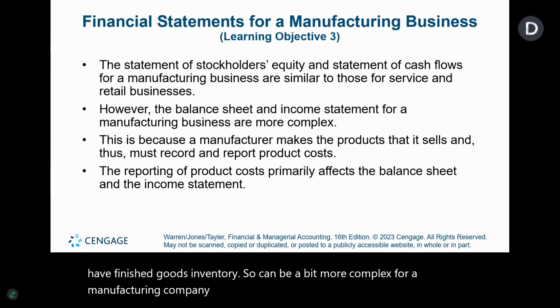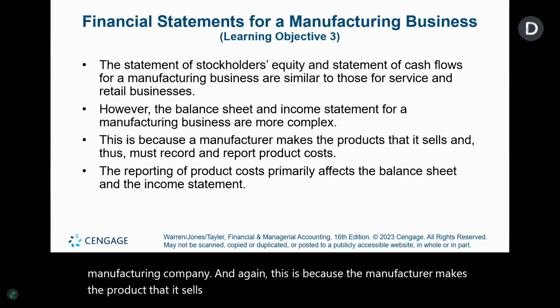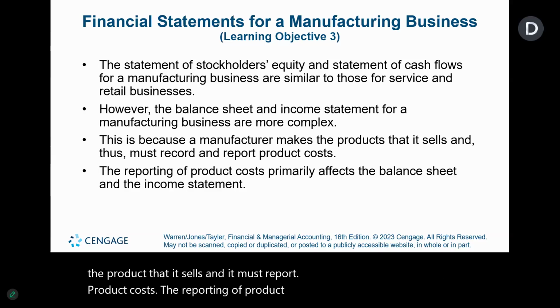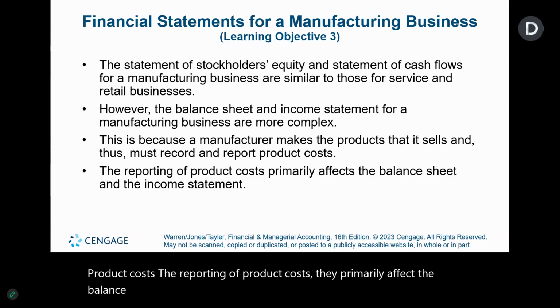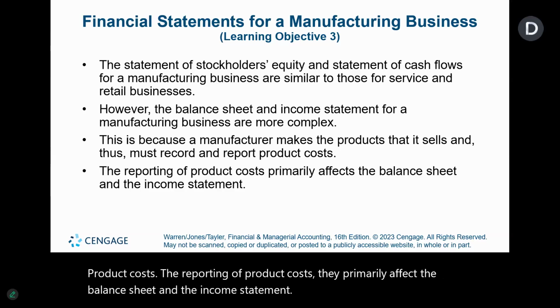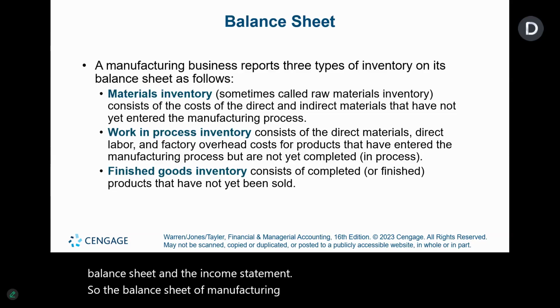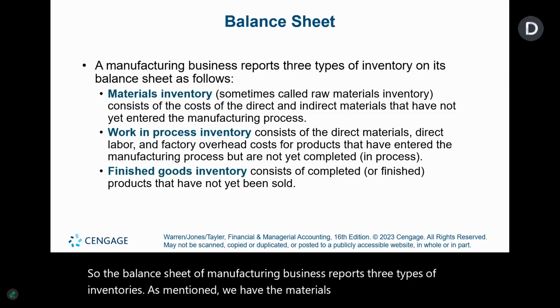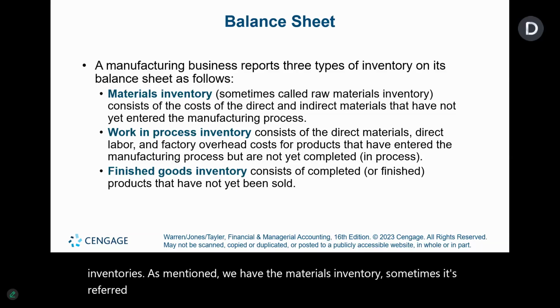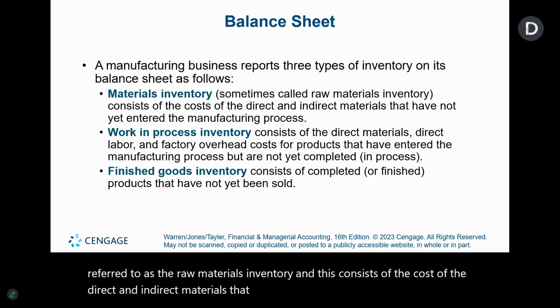And again, this is because the manufacturer makes the products that it sells and it must report product costs. The reporting of product costs primarily affects the balance sheet and the income statement. On the balance sheet, a manufacturing business reports three types of inventories. As mentioned, we have the materials inventory, sometimes referred to as the raw materials inventory, and this consists of the costs of the direct and indirect materials that have not yet entered the manufacturing.